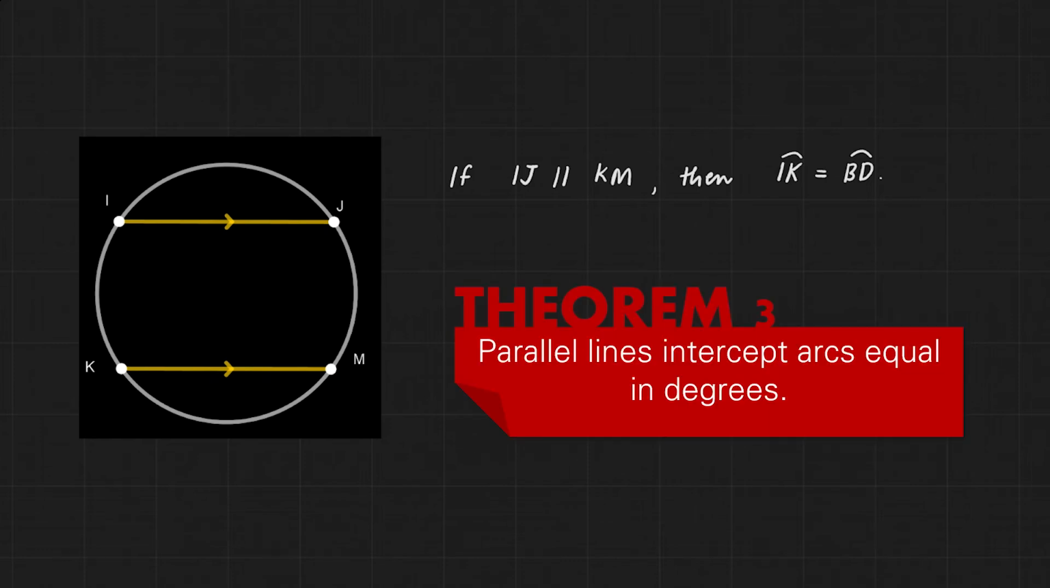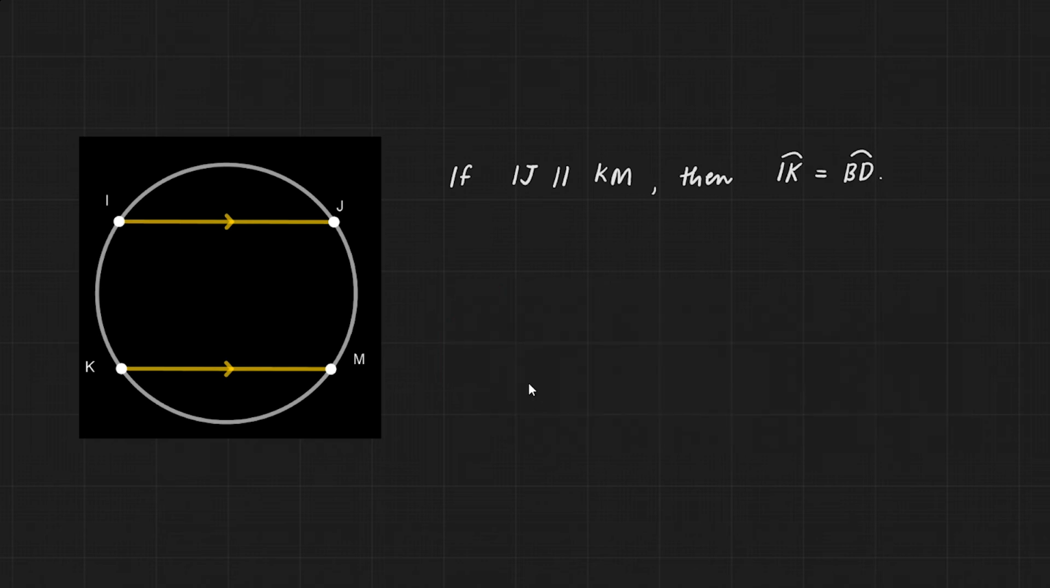Let's have theorem number 3. Theorem number 3 states that parallel lines intercept arcs equal in degrees. So let's consider this example. If IJ is parallel to KM, then arc IK is equal to arc JM. It should be JM. Bakit b dito? JM. Okay. To prove this, let's show the proof.